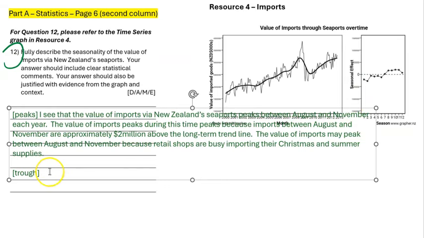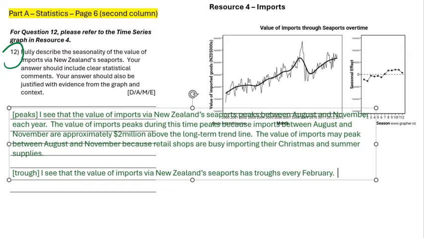So we've got February, and we're going to follow the same process. We're going to start by having my statistical comment about the troughs. I then need to back it up with evidence from my graph, and it looks like it's about 2.5 million below the trend line in February. And then we need to back it up with reasons why. So let's do that. So I'm going to use my same sentence structure. So I see that the value of imports via New Zealand's seaports has troughs every February.